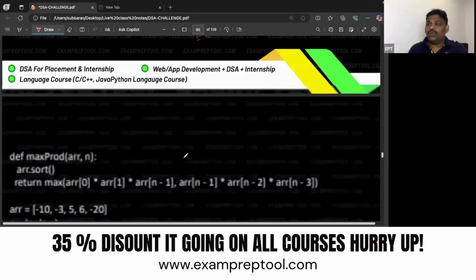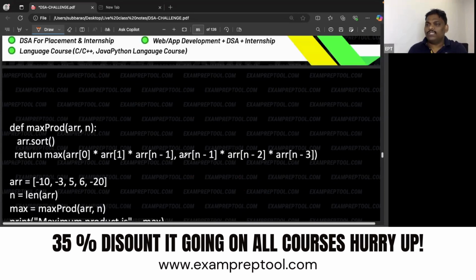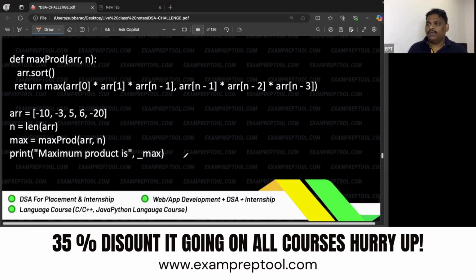Let's go to one more solution. This is going to be very interesting. This is the major one. In the given array, everyone listen, you have to find out three people whose multiplication is maximum.